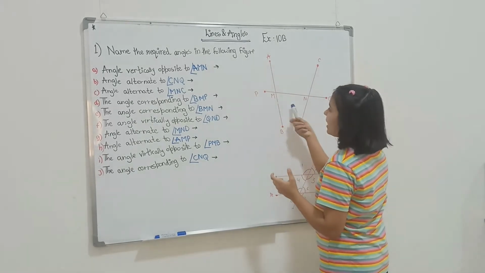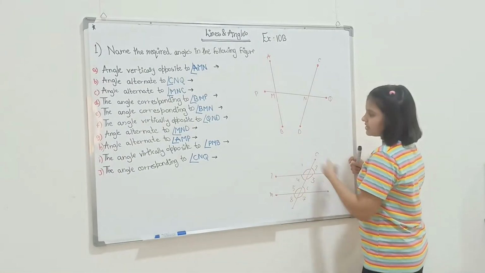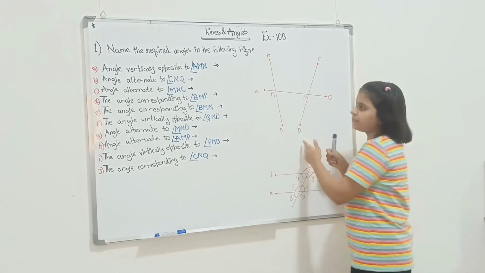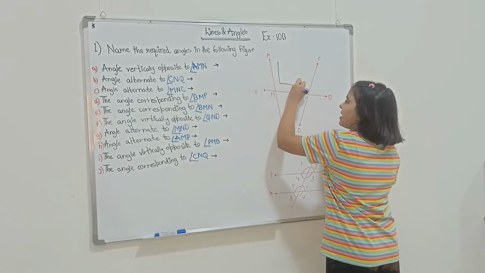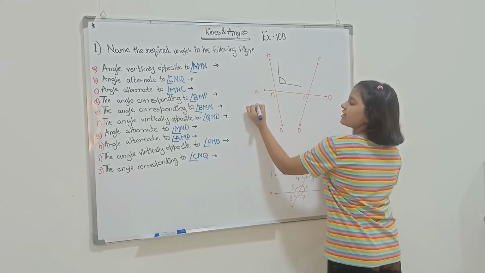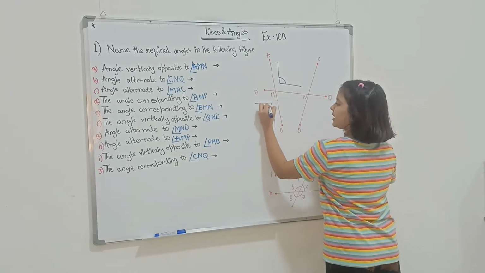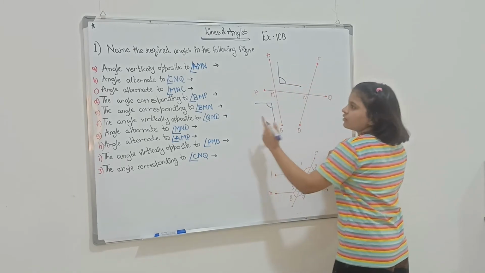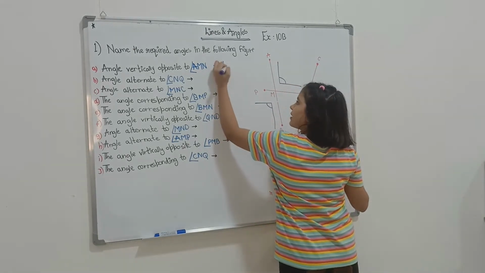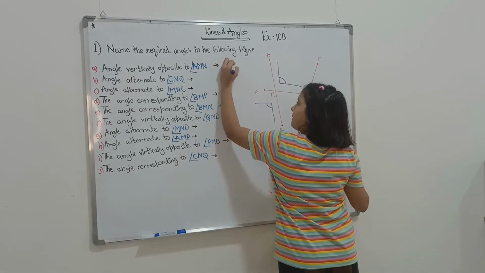So now we have to find in this figure. Here there were numbers, now here we have to find in alphabets. So first AMN. For angle AMN, it's PMB. These two are vertically opposite angles. So the answer is angle PMB.